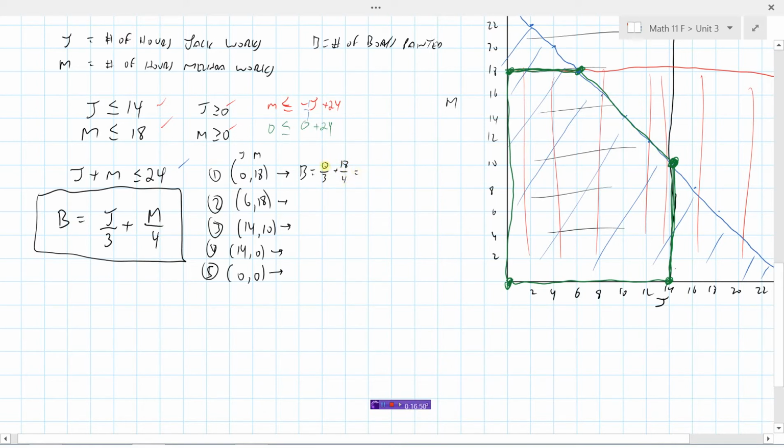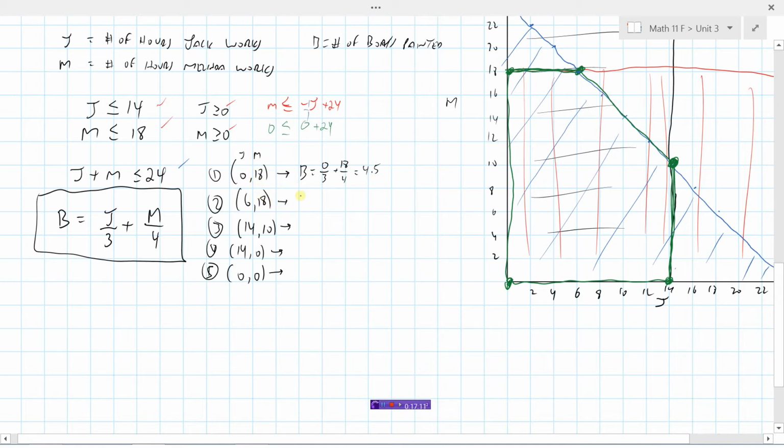We would get the number of boats to be 0, and then 18 divided by 4 would be 4.5. So 4.5 boats would get painted on the weekend. Notice in scenario 1, this would be if Jack worked 0 hours and they just basically hired Melinda for the whole thing. They get 4.5 boats painted.